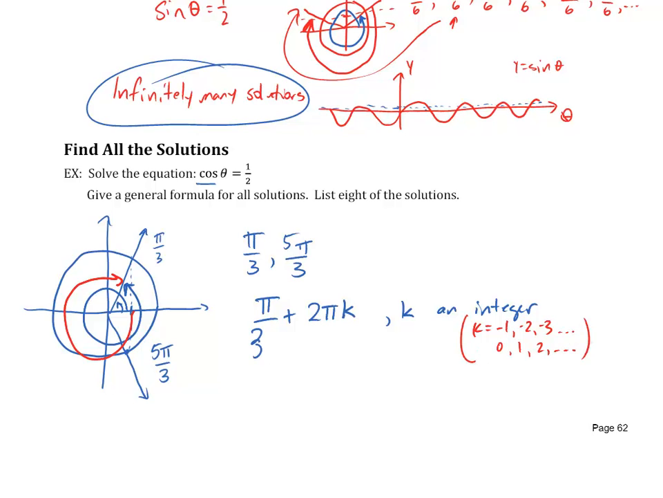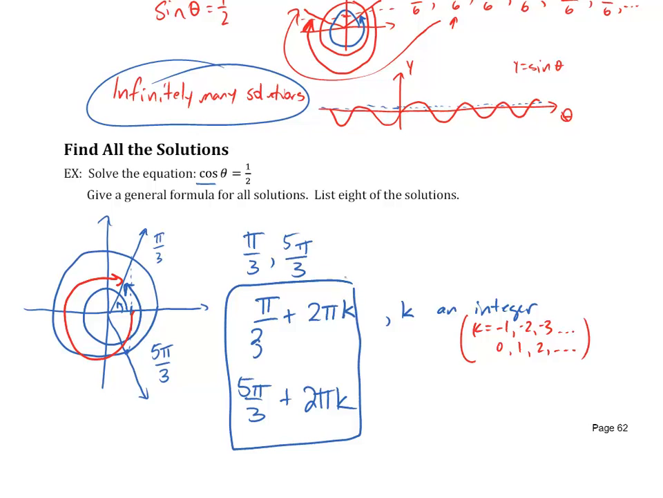But I can also do that for 5 pi over 3. So these represent the general formula for the solutions: 5 pi over 3 plus 2 pi k and pi over 3 plus 2 pi k.